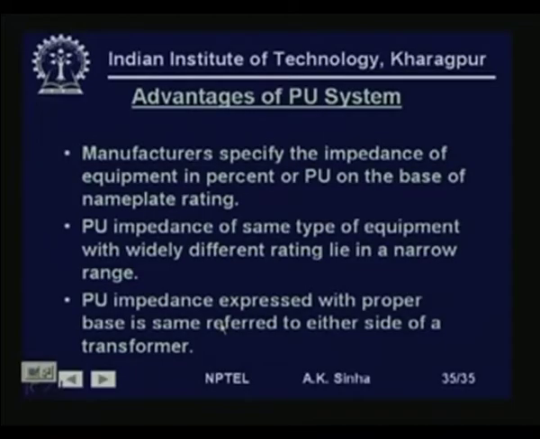Another great advantage of the per unit system is that if we choose the voltage bases on the two sides of the transformers as the turns ratio or voltage ratio of the transformer, then the transformation ratio is no longer there, that is, the transformer, except for its leakage impedance, does not exist.